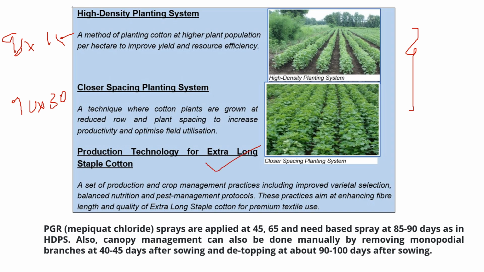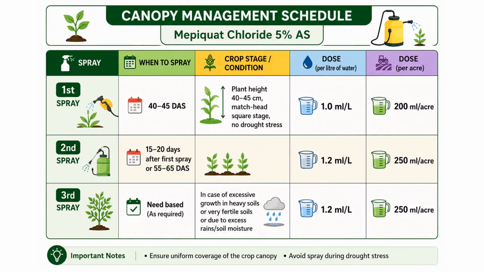What is an important aspect is application of plant growth regulators like mepiquat chloride, which is applied at 45, 65 days and after 85, 90 days. It has to be managed for vegetative growth regulation. Crop management can also be done manually by removing monopodial branches at 40 to 45 days of sowing and detopping at 90 to 100 days of sowing.